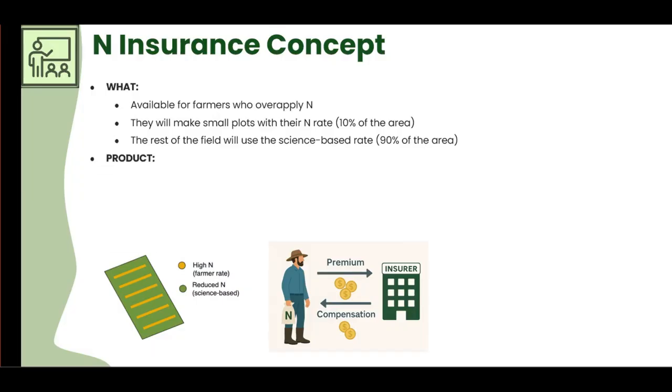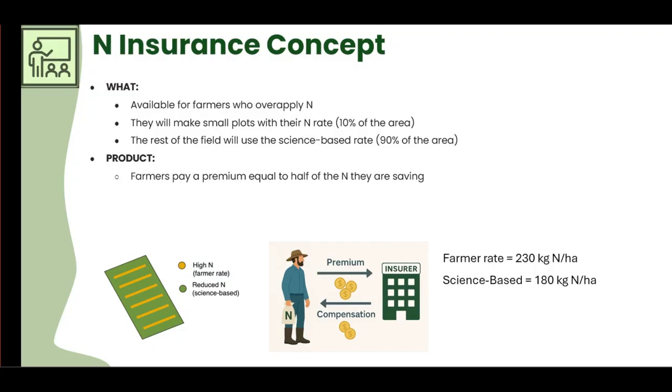A little bit about vocabulary. In insurance, we call premium what we pay to the insurer. So when we pay our car insurance, that is premium. What we get back when something happens, that's the compensation. So in our product, farmers will pay a premium that is half of the nitrogen they are saving when they adopt the science-based recommendation. So imagine that a farmer's rate is 230 kilograms of nitrogen per hectare, and the science-based is 180.